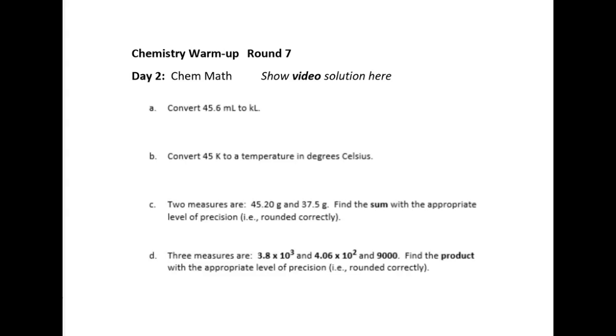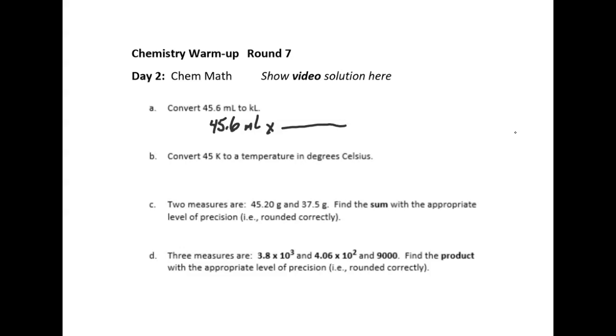Here are the answers for the day 2 bell work. Question A, convert 45.6 milliliters into kiloliters. This is a conversion question, so write down the starting value, including its label, then multiply, draw a fraction line. We want to change from milliliters into kiloliters. Think about if you know a conversion factor that changes from milliliters into kiloliters.